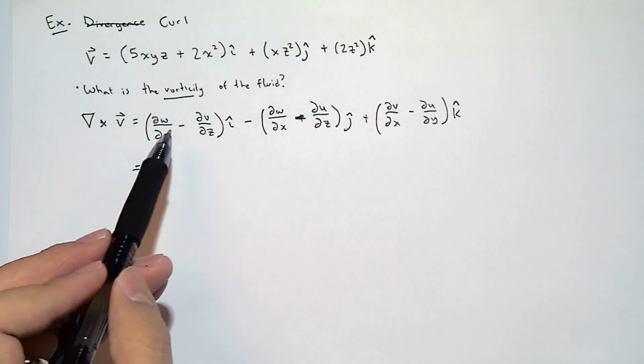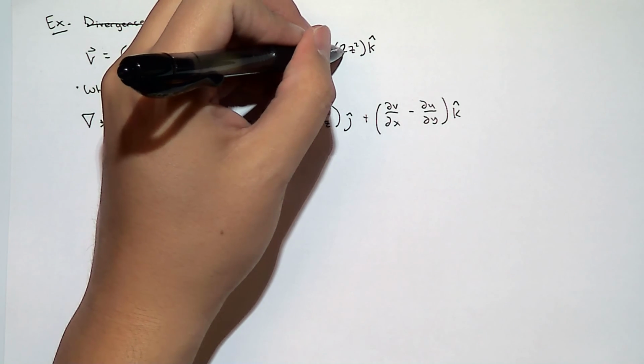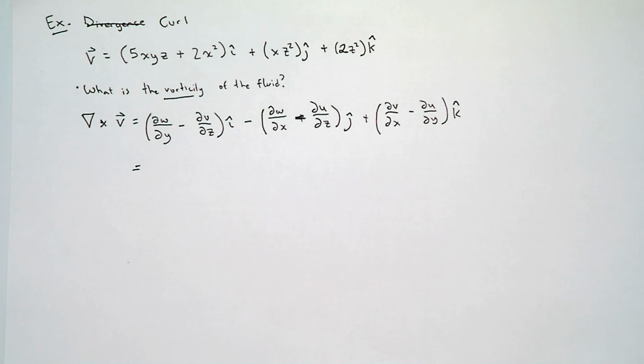Well, we have the partial change in my w velocity. In other words, the partial change in my z component of the velocity. Can anybody identify the z component of the velocity? Yep, 2z squared, right? This is number 2. And what's the change of that component with respect to y? Okay.